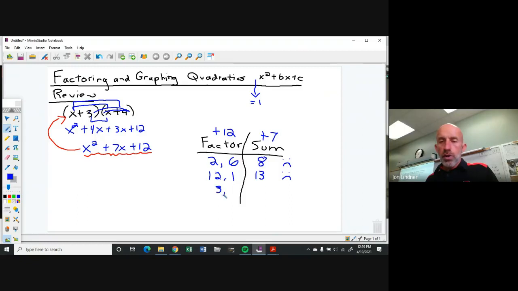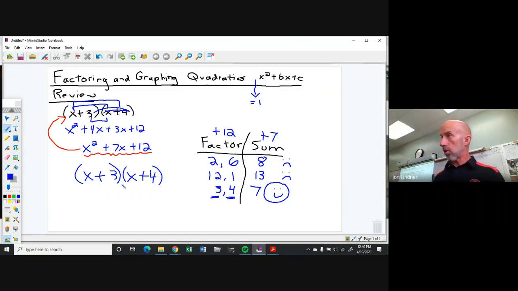How about the one that you know works, 3 and 4? Well, 3 times 4 is 12. And 3 plus 4 is 7, and that is most definitely the one that we want. Once you identify these two numbers, 3 and 4, all you got to do is put it back into our binomials. It's very simple. I'm going to put an x there and an x there. And then whatever these two numbers are, I put them in. 3, 4, and since they were both positive, I put pluses on both. And there we go. We have factored it. We have gone backwards from this expression to my two binomials.